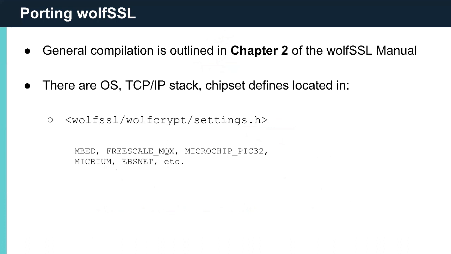Chapter 2 of the manual explains how to compile wolfSSL. But a lot of that focuses on compiling with Autoconf, and sometimes it's a little less clear how to compile with the embedded target. We mentioned that in settings.h, we have some defines for existing port layers. And so that's the first place to start before you go making adjustments for your own new port.